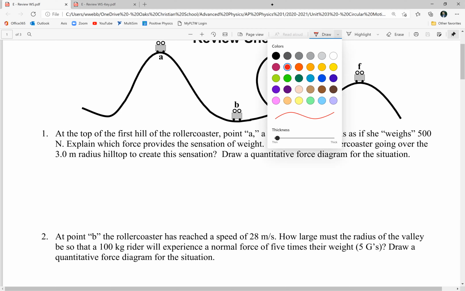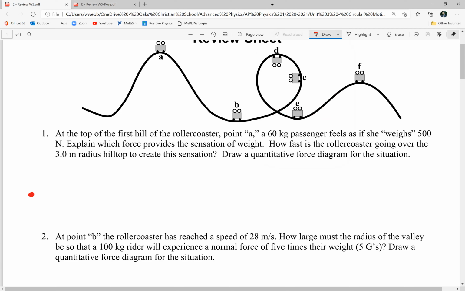If we know that the weight of this passenger would be downward, how do I find the value for that weight? It says it wants it to be quantitative. Mass times gravity. Good. Mass of 60 kilograms times gravity. What's it give us? 600. Good.